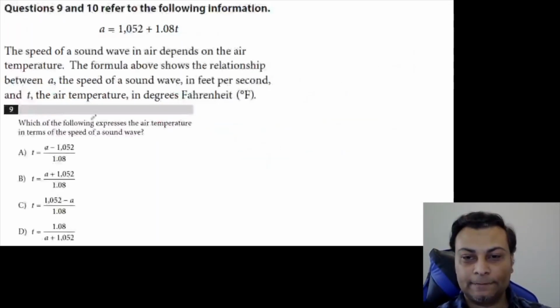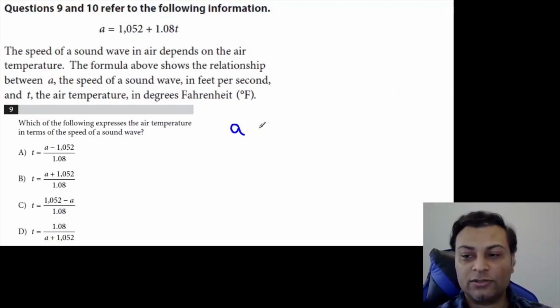Let's look at questions 9 and 10. They refer to the following information: A equals 1052 plus 1.08t. The speed of a sound wave in air depends on the air temperature. The formula above shows the relationship between A, which is the speed in feet per second, and t, which is the air temperature in Fahrenheit. Which of the following expresses the air temperature in terms of the speed of a sound wave? So we have to rearrange this to get it in terms of t.